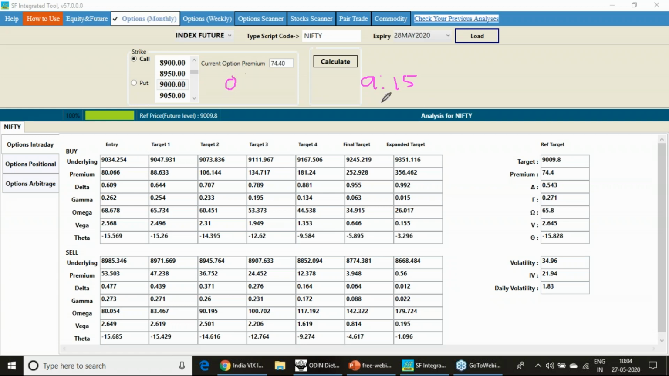Options by nature, if you think logically, what is an option? An option is a derived instrument. It's not a direct instrument like your equities and commodities. It is derived from Nifty, derived from Axis Bank, derived from SBI. It is a derived instrument. Options will always have less liquidity as compared to the stock or future. That is the second fact.